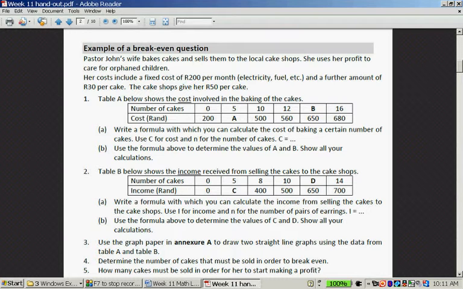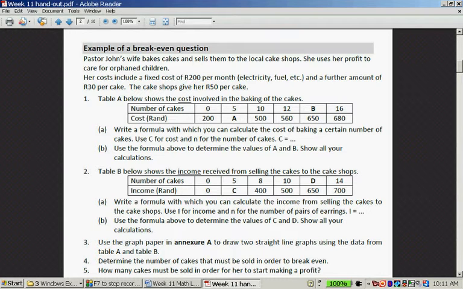All right, so now here is a table. Table A shows the cost involved in baking the cakes, and table B here in question 2 shows the income received from selling the cakes. Okay, and then in question 3 you have to draw the graphs. Okay, so first look at question 1.